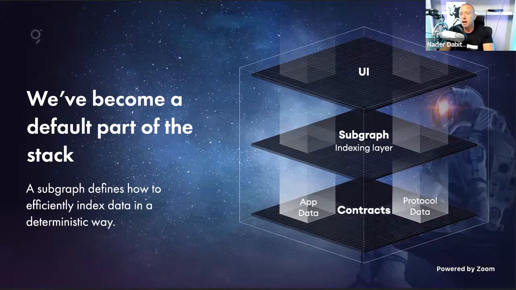You can write the subgraph, you deploy it to the decentralized network. Indexers around the world pick up that subgraph, they index the data for you. You're given an API endpoint and an API key. You can then query that subgraph from your application.